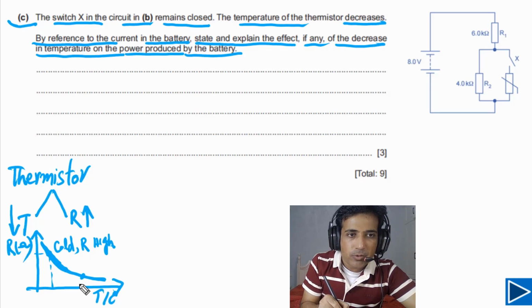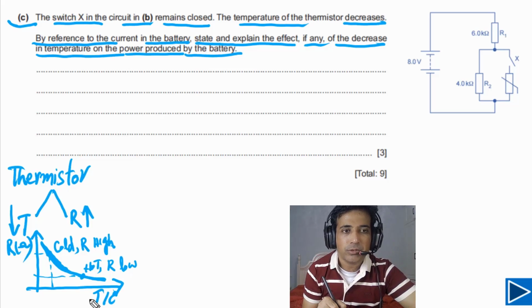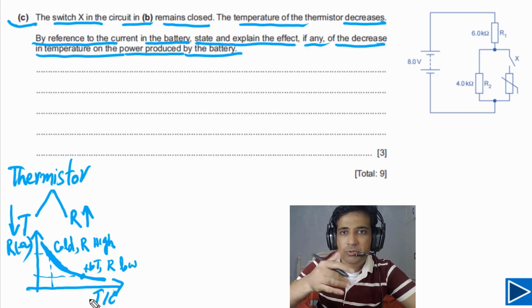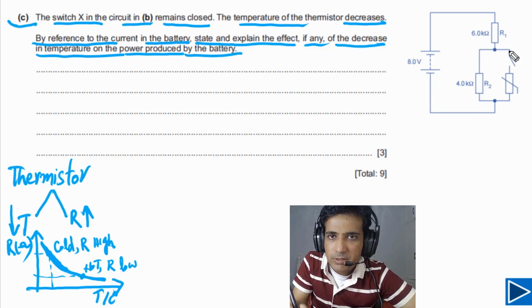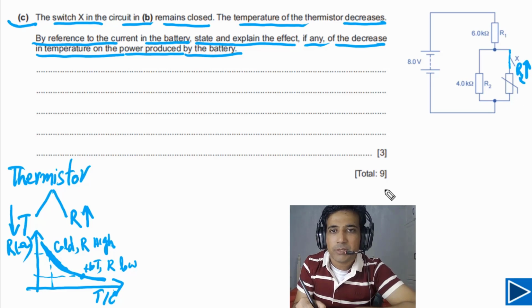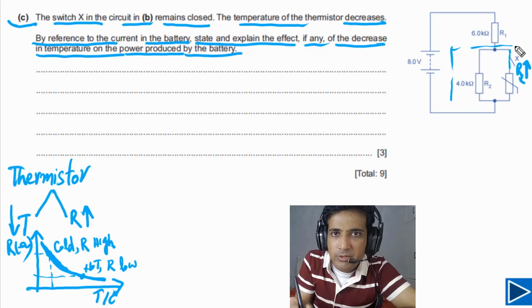If you look at this point, temperature is high but resistance is low, meaning when the thermistor is hot, resistance is low. So this is the point you need to understand. Now in this case, temperature decreases, so the resistance of this resistor, the thermistor, increases. So this resistance increases. Now let's try to understand the effect of increase in resistance on the total resistance.